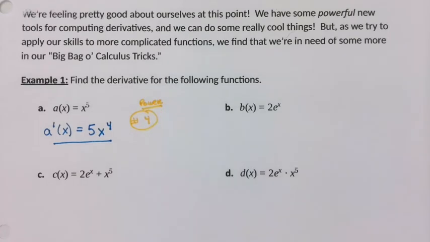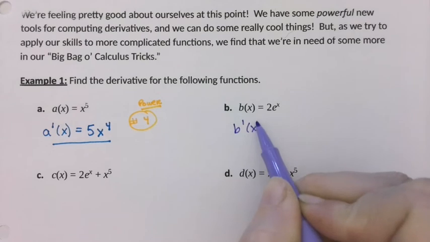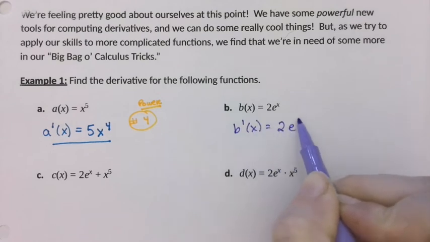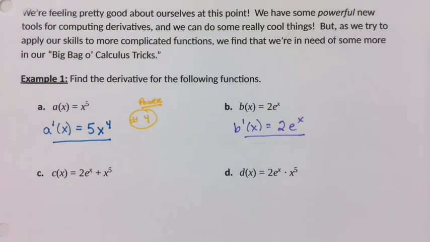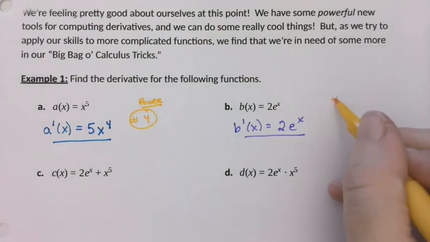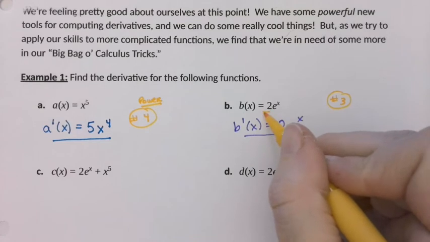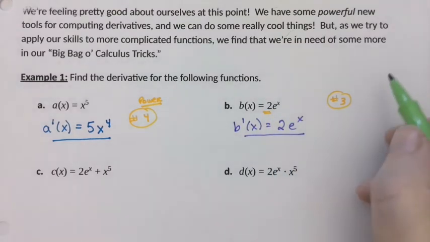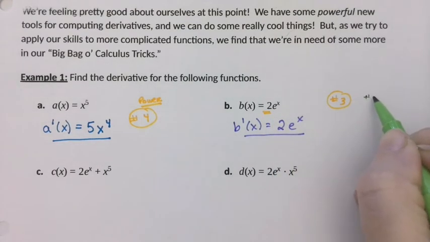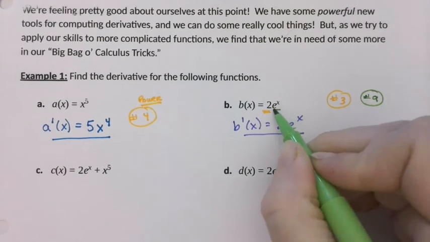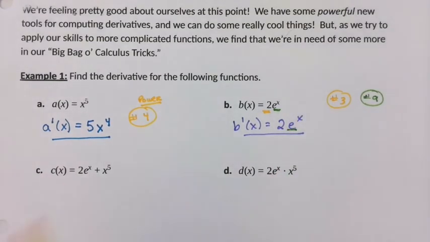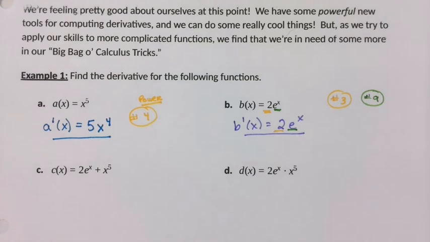And then if I have 2e to the x, the derivative of that would be b prime of x, which is 2e to the x. I'm technically using two rules there. I'm using the constant multiple rule, which is rule number 3, and that deals with the fact that the 2 is there. And then I'm also using the fact that the derivative of e to the x is e to the x, which is this portion right here. So the 2 comes from the constant multiple rule. The e to the x comes from the fact that the derivative of e to the x is e to the x.